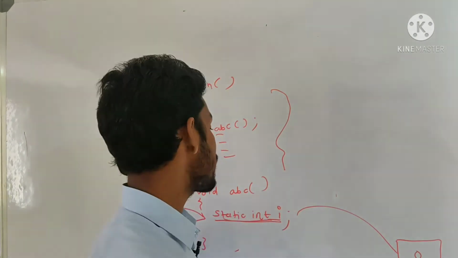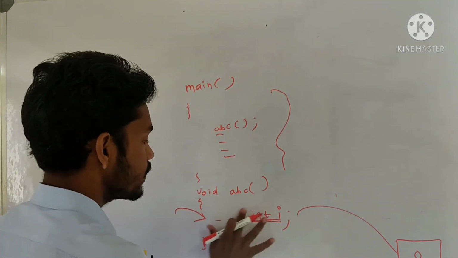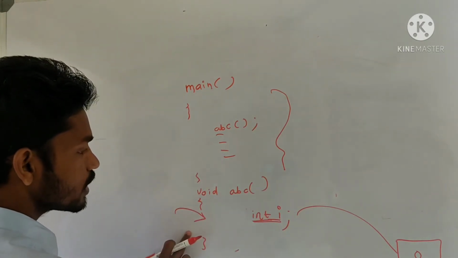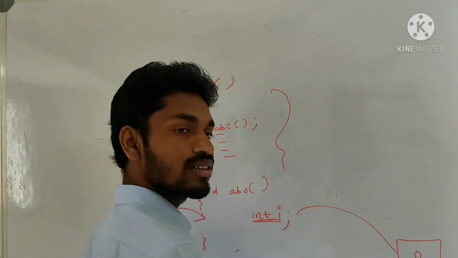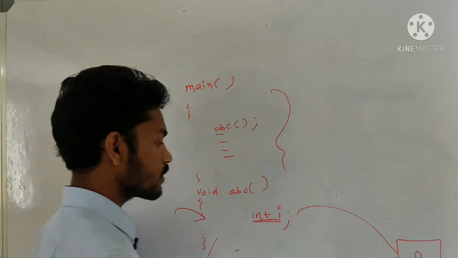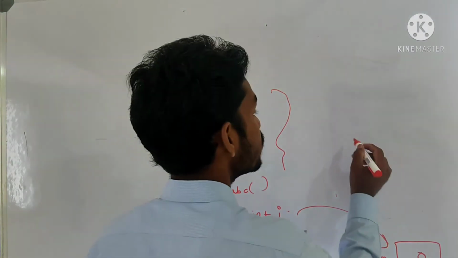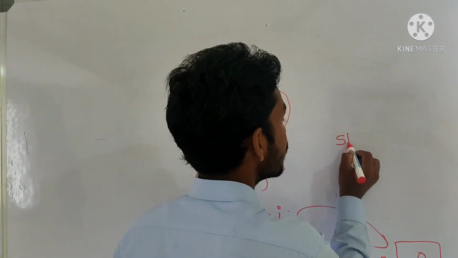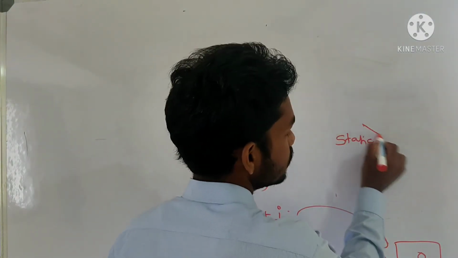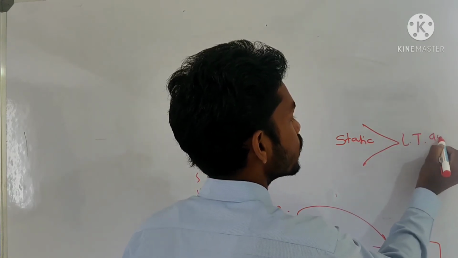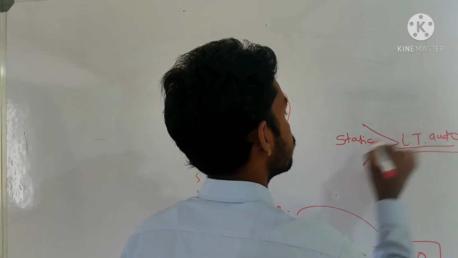But in case of the auto variable, when the control enters the function, the life of that variable starts, and when control goes outside the function, the life of that variable ends. That's why the lifetime of the static variable is greater than the lifetime of the auto variable.